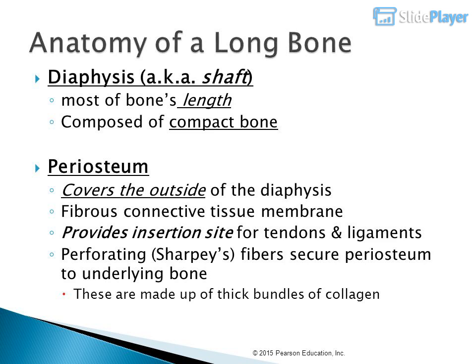The periosteum is a fibrous connective tissue membrane. It provides an insertion site for tendons and ligaments. Perforating, Sharpey's, fibers secure the periosteum to the underlying bone. These are made up of thick bundles of collagen.